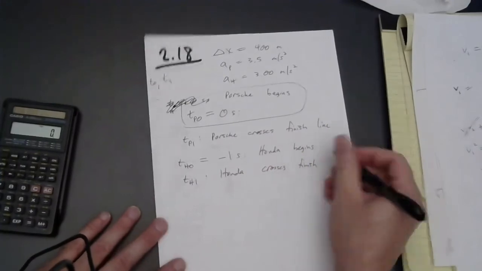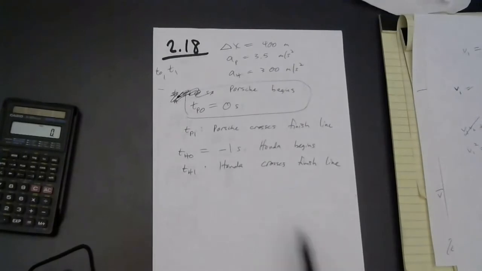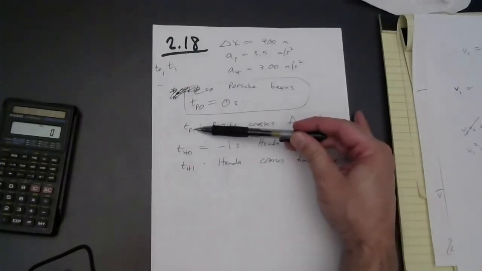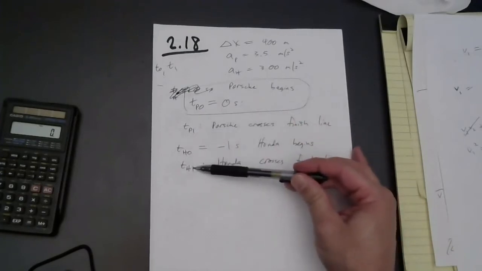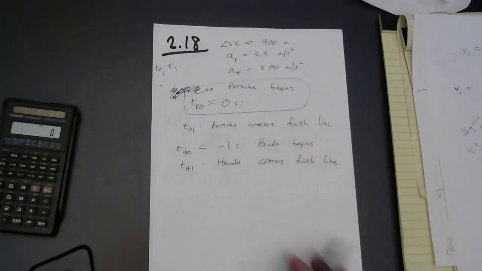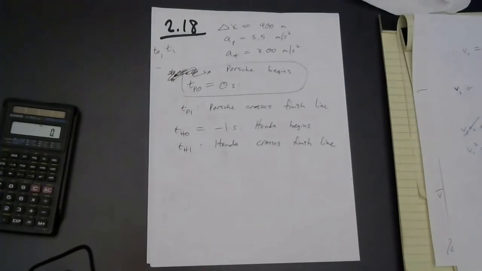And in order to answer the question, which car wins, we basically have to compute these two times. What's the time at which the Porsche crosses the finish line? What's the time at which the Honda does that? Whichever one happens at an earlier time, that's the winner. Yeah, that's a surprisingly difficult problem, unless you're careful with the way you set it up.